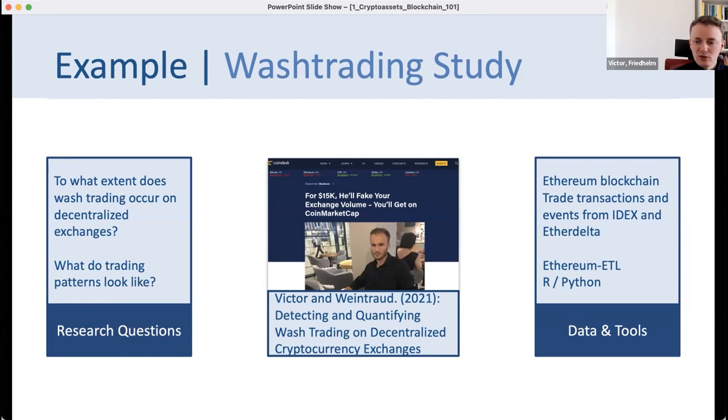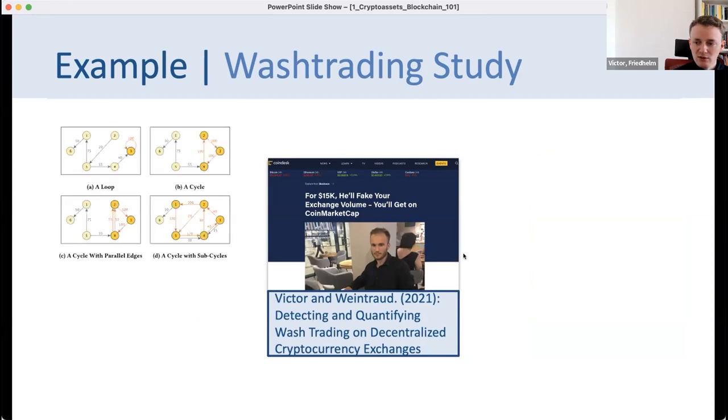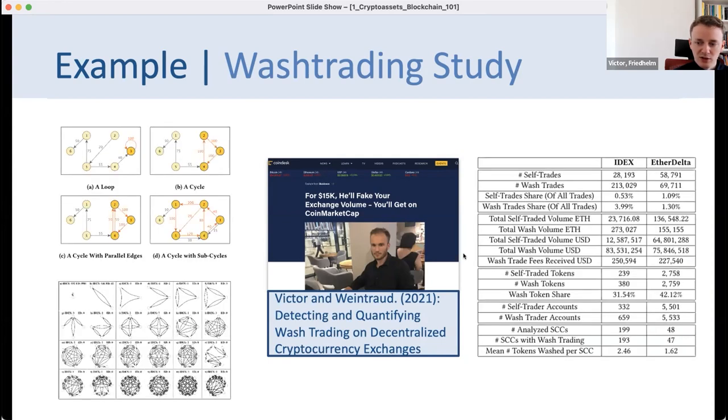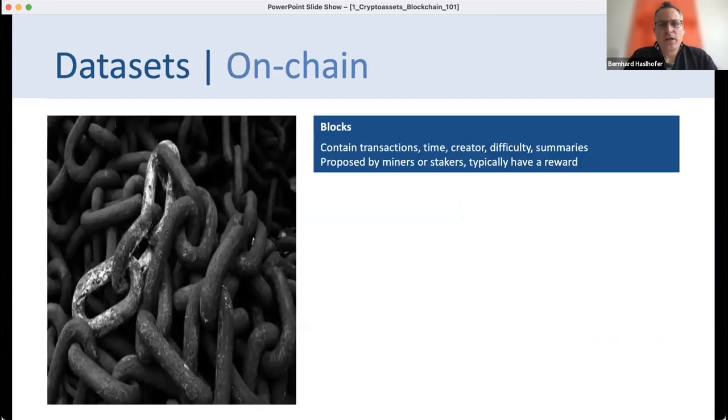So if you click, Bernhard, you can also see these images of these patterns and some summary statistics, which are too many to go into, but I've already mentioned it. And so this paper was published last year at the Web Conference. Okay, thank you, Friedhelm.